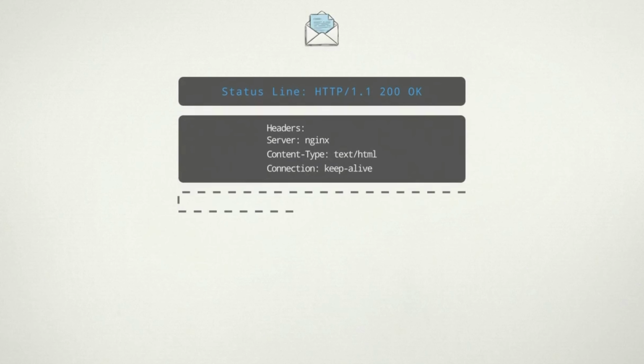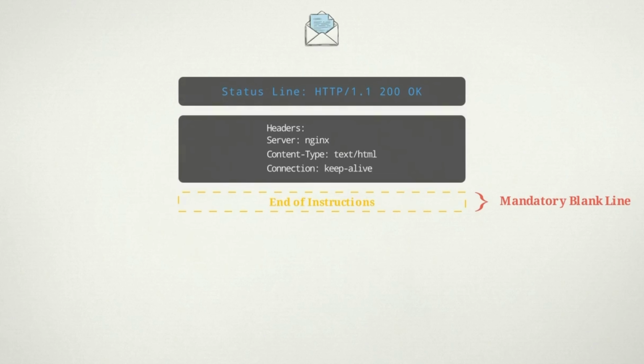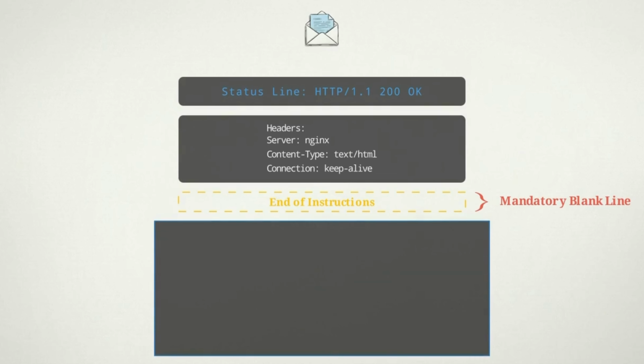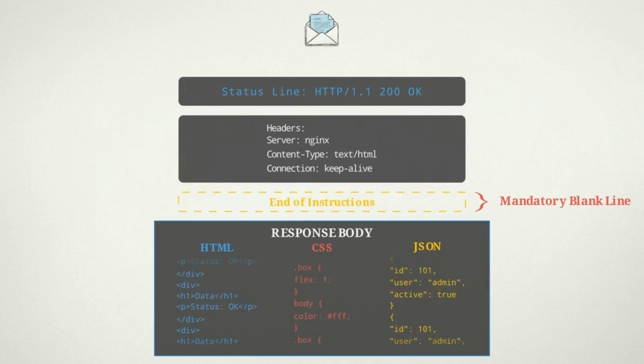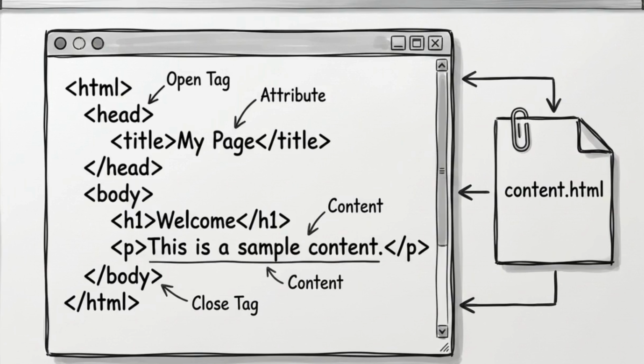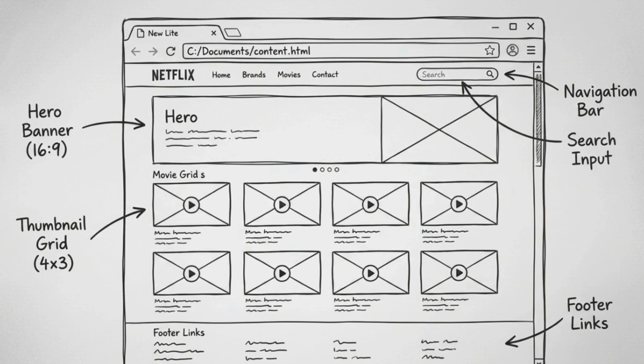Moving past the headers, there is always a mandatory blank line. That empty space is an explicit signal to the browser that the instruction phase is over and the actual content is about to begin. The content that follows is the response body. This usually consists of raw HTML, CSS, or JSON data. If you were to copy just this raw text, save it locally as an HTML file, and open it, your computer's browser would build and display the web page entirely offline.